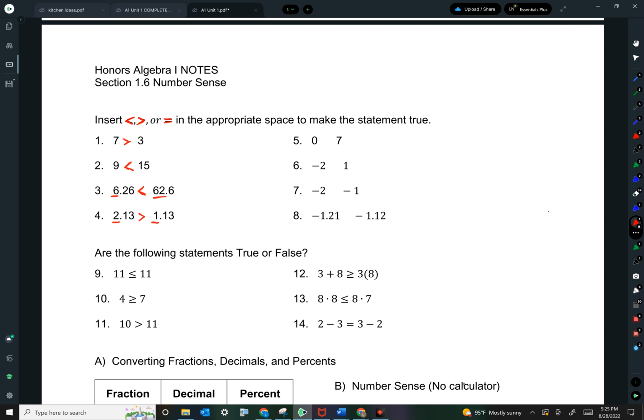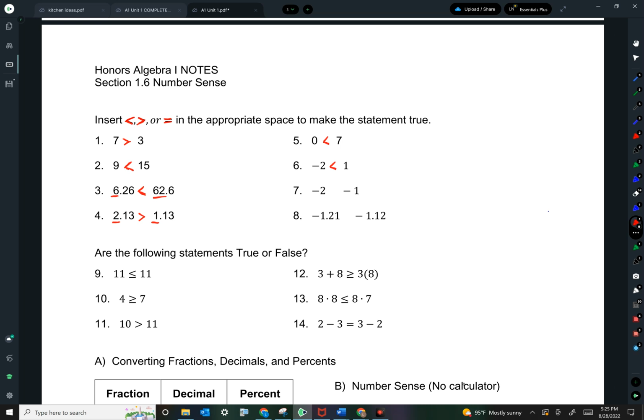If we go over to number 5, I don't think it's any secret that 0 is going to be a lot less than 7, so it's going to point to the 0. On number 6, even though 2 is actually a higher number, right? Negatives are always smaller than positives, so I'm going to point to the negative 2. Negative 2 is definitely less than 1.